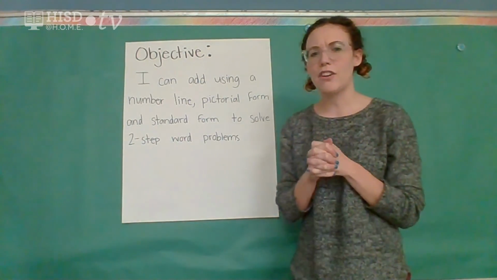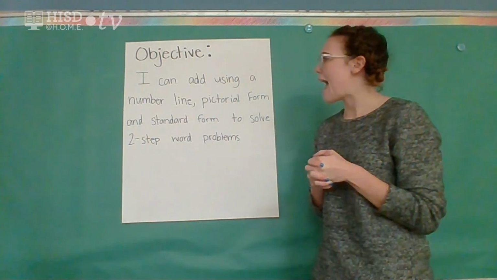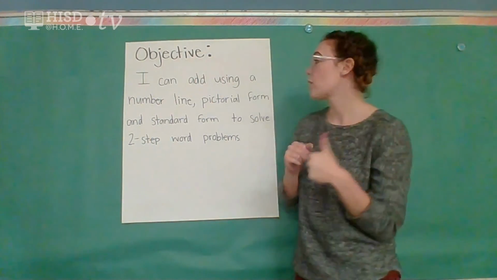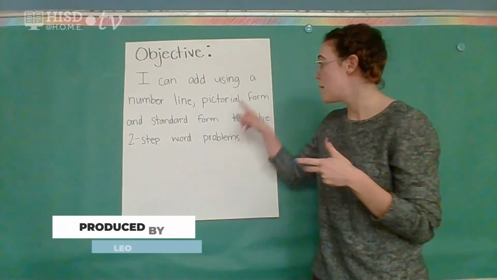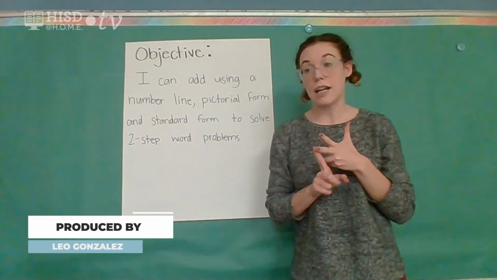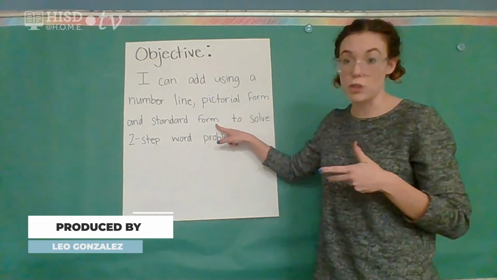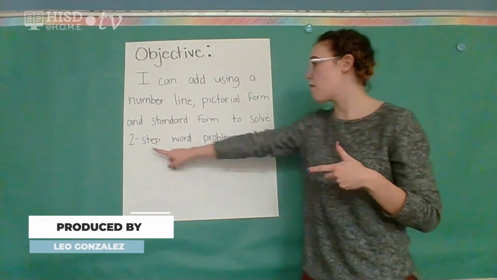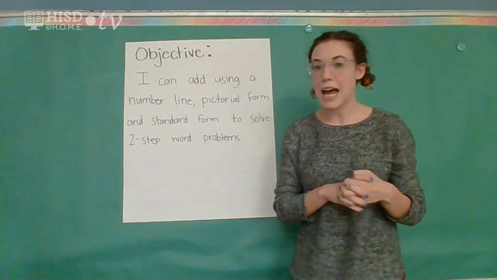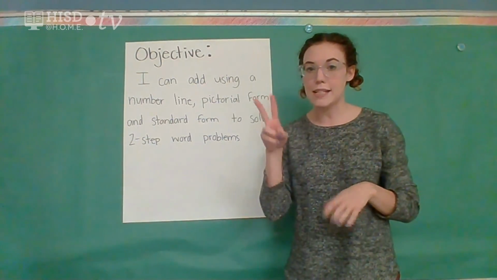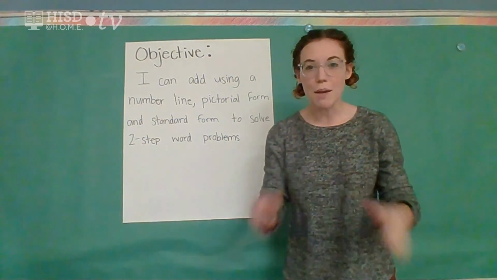But today, let's look at our objective. I can add, and we definitely added using a number line. We use number lines more than once. Pictorial form, we use that several times. And standard form, which we also use several times, to solve two-step word problems. Well, all of our word problems, definitely we had to add more than once, right? We had to add them twice. So we did a great job today.